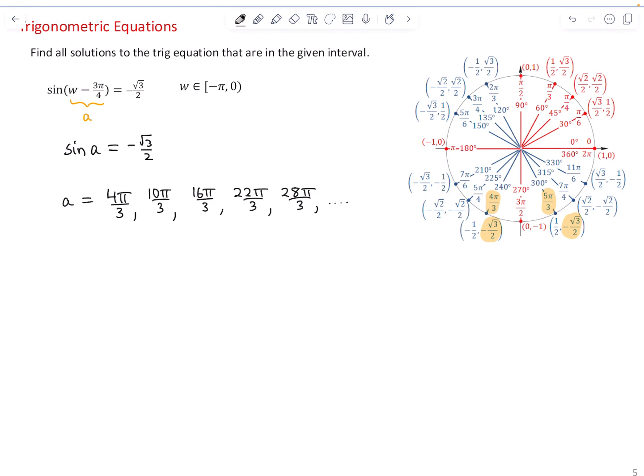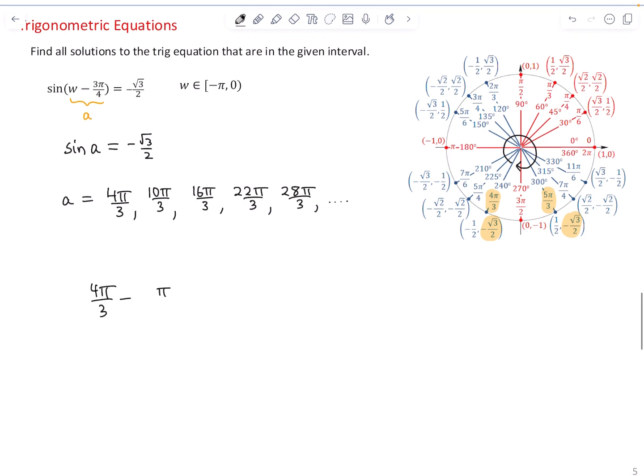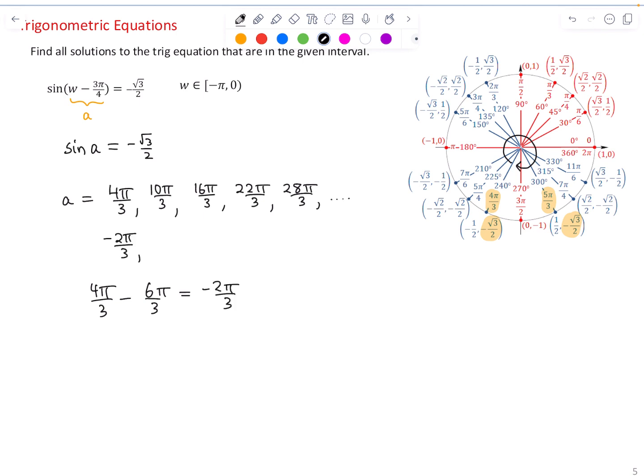If you start at 4 pi thirds and rotate one full rotation but clockwise, that's like removing 2 pi. And of course, 4 pi thirds minus 2 pi is equivalent to removing 6 pi thirds, which takes us to negative 2 pi thirds. Remove 6 pi thirds from this, so negative 8 pi thirds, negative 14 pi thirds, etc. in the negative direction. This whole collection, of course, are our quadrant 3 angles. So A could also be our quadrant 4 angle, 5 pi thirds.